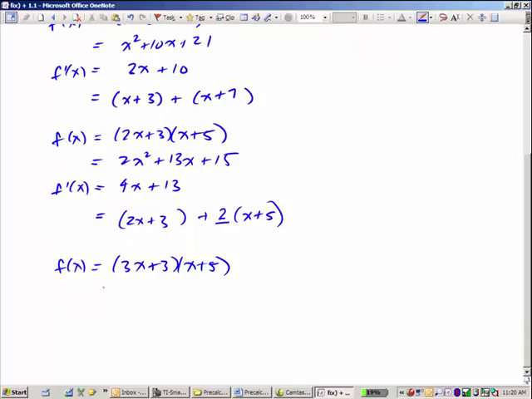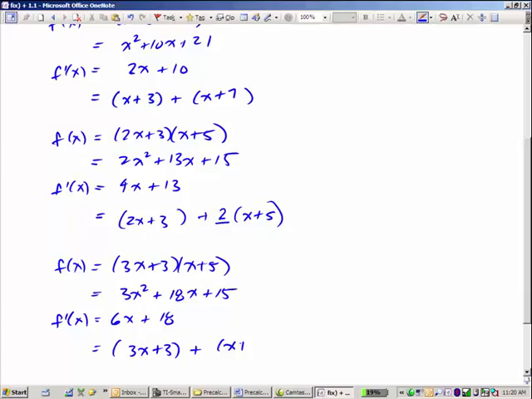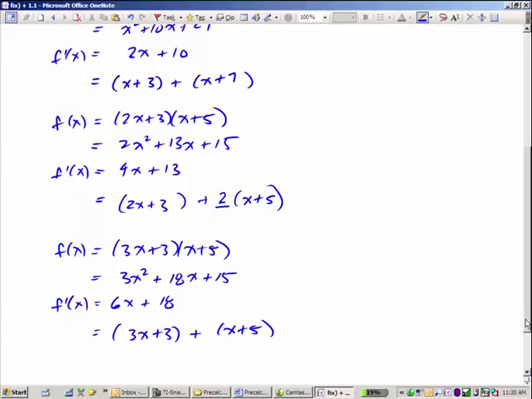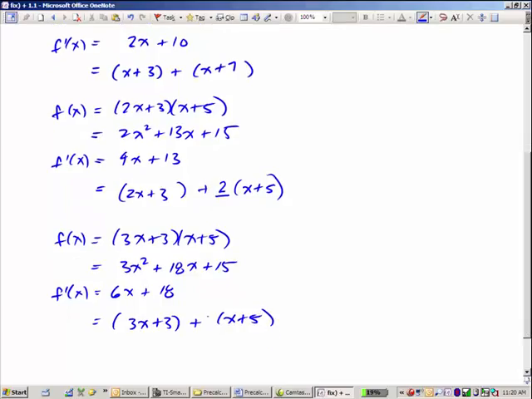So we know what the derivative is. This is going to be what? 3x squared plus 18x plus 15. So the derivative... And we might be tempted to say that that's going to be 3x plus 3 plus x plus 5. But that won't work unless we multiply by the 3, the coefficient of 3. Multiply that by 3. Does that work now? Mm-hmm. Is that true? Yeah.